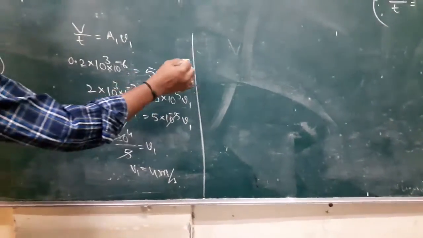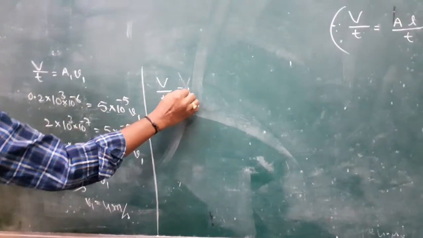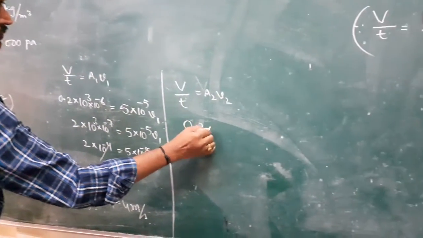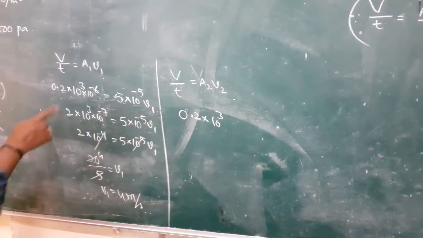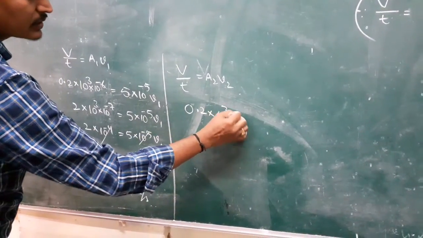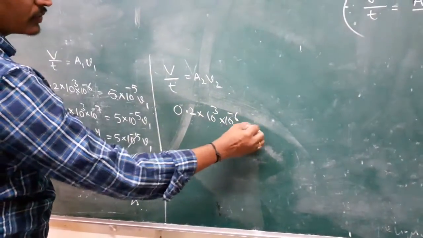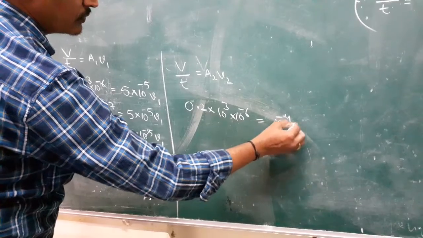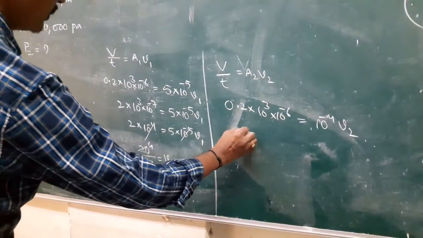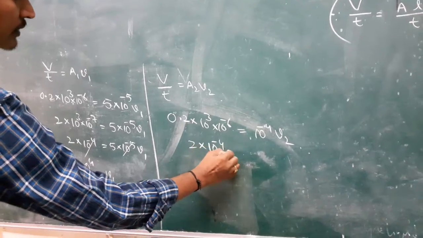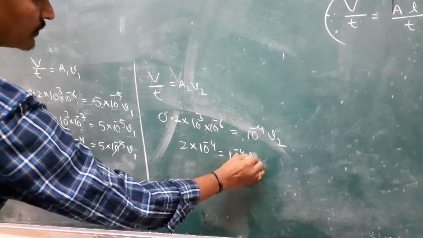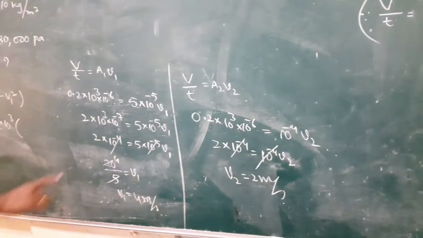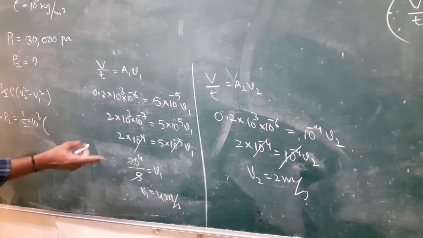So V by T is equal to A2 into V2. V by T is 0.2 into 1 liter, 1000 cc, 1 centimeter cube is 10 power minus 6 meter cube, that is equal to A2, area 10 power minus 4, into V2. Therefore 2 into 10 power of minus 4 is equal to 10 power of minus 4 V2. Get cancelled. V2 is equal to 2 meter per second. So these values we can directly substitute.